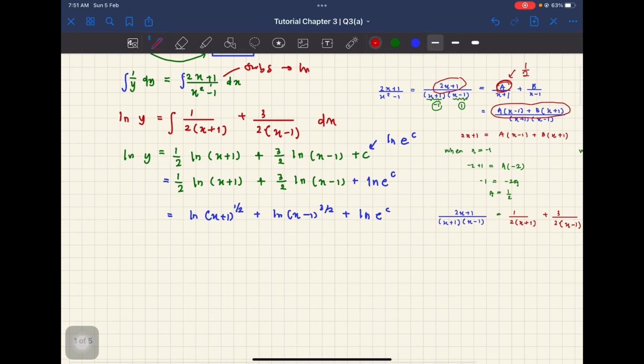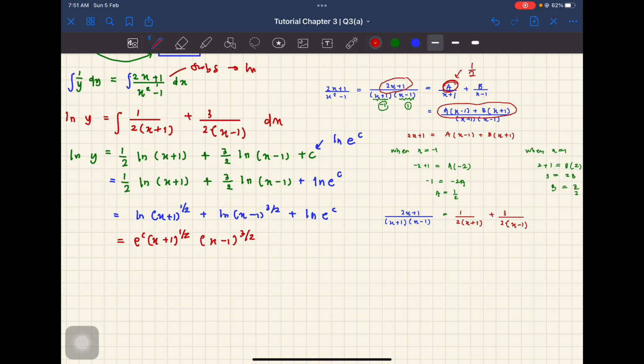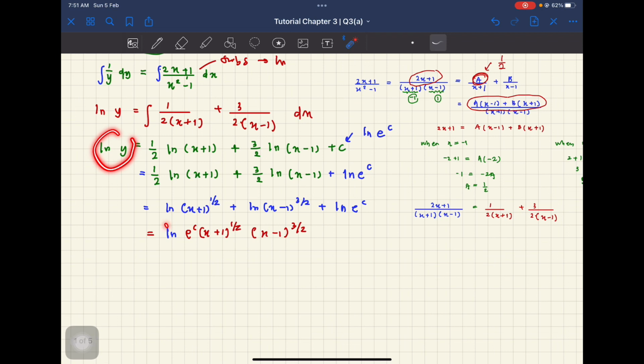So saya combinekan everything. So saya akan dapat (x plus 1) kuasa 1/2 darabkan dengan (x minus 1) kuasa 3/2, and then darabkan dengan e kuasa c. So, e kuasa c ni saya nak letak dekat depan. Alright, and then I put ln in front. ln tak hilang lagi. Okay, so sekarang kita ada ln dekat sebelah kiri. Kita ada ln dekat sebelah kanan.